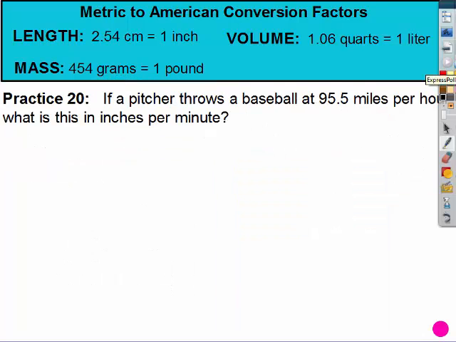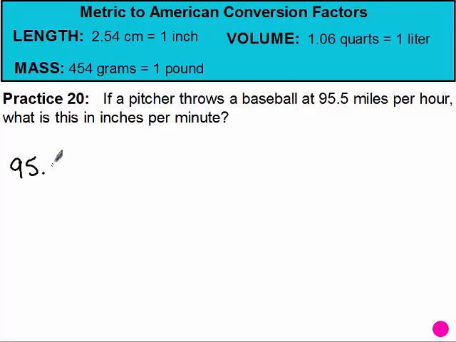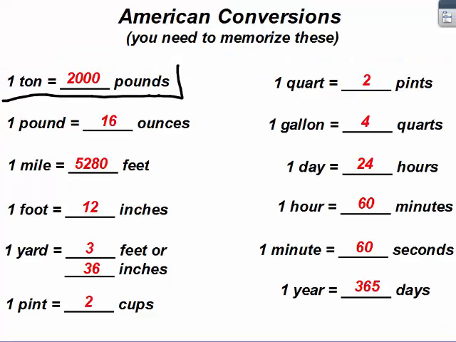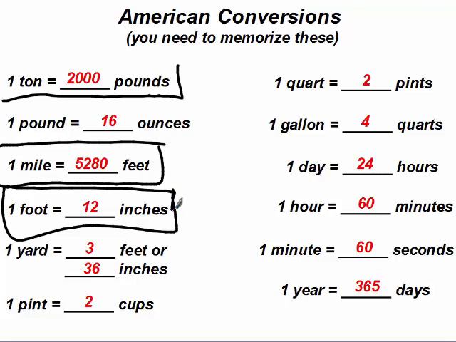I'm going to pause the video and try this last one on your own. So you should have started 95.5 miles on top, hour on bottom. We're converting miles to inches. The only mile conversion we have is to feet. And then we do feet to inches.